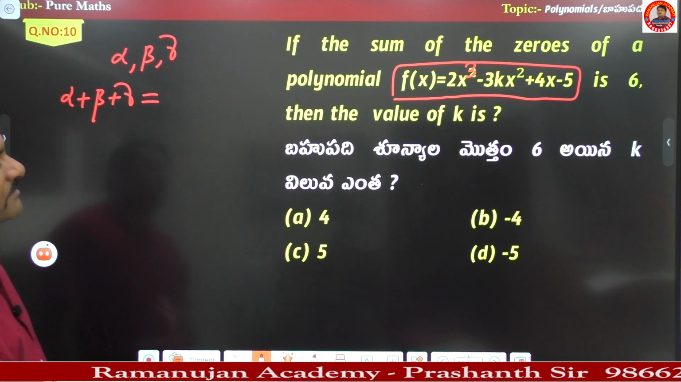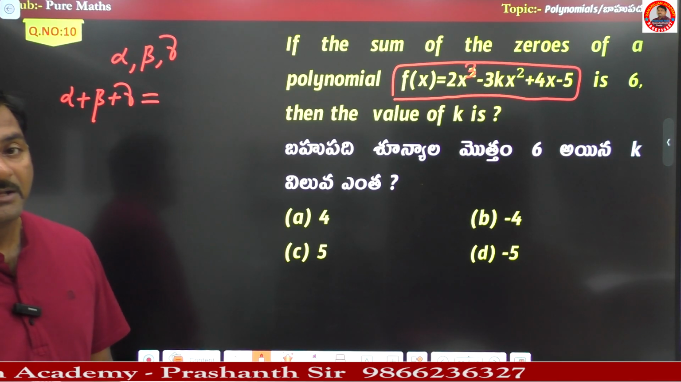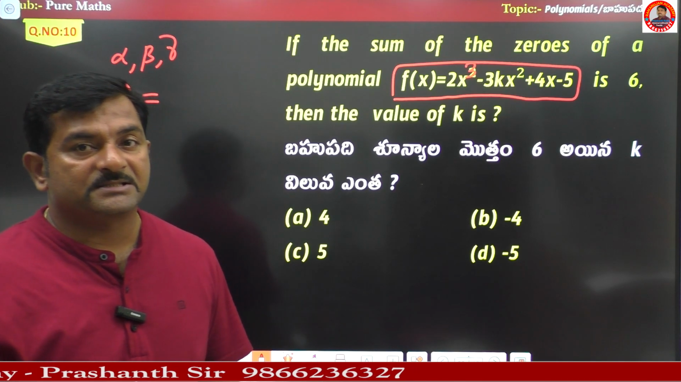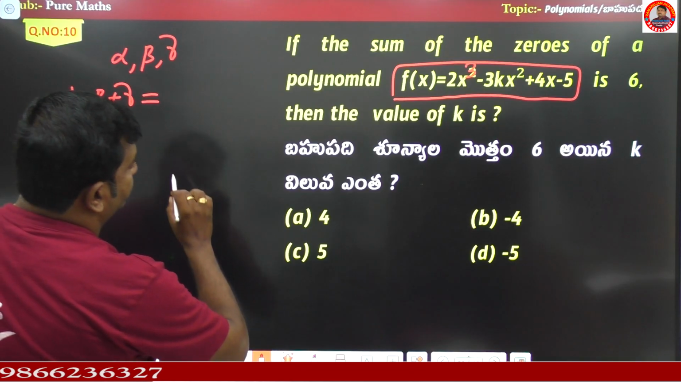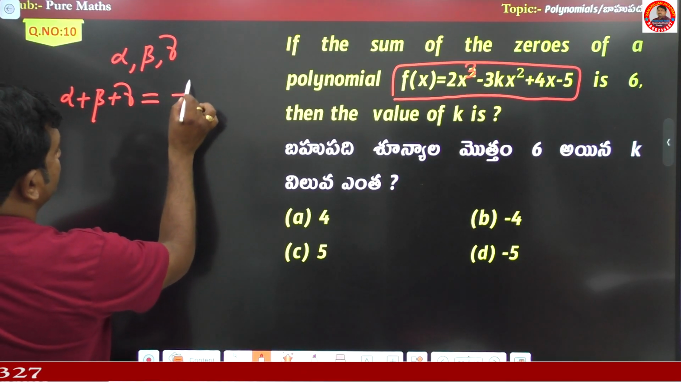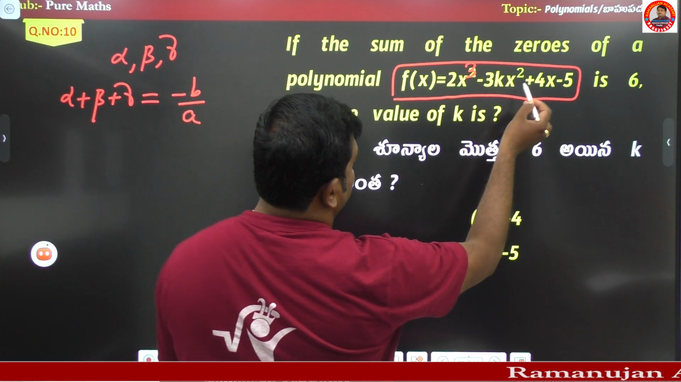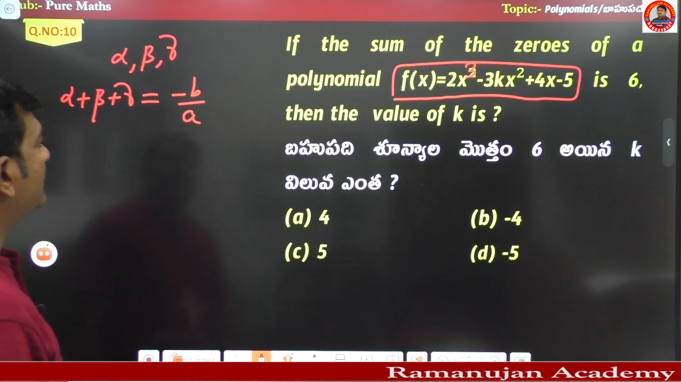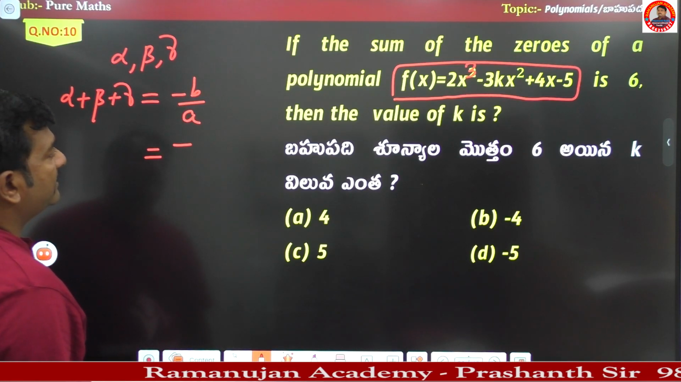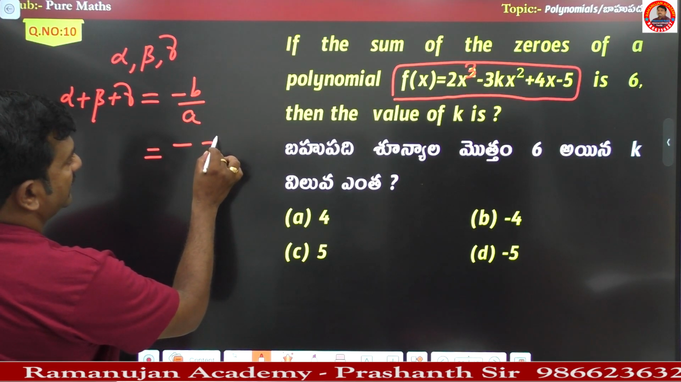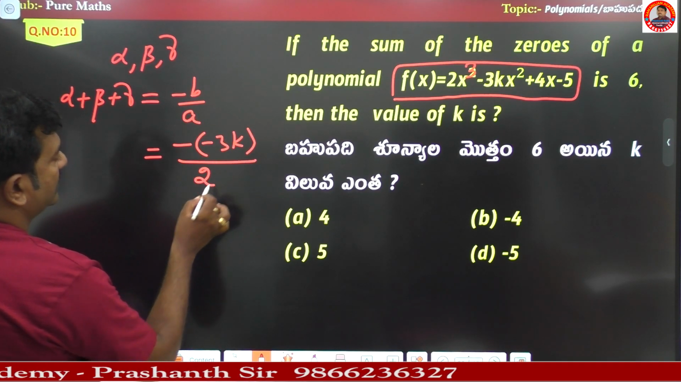Simply we are taking the sum of the roots, alpha plus beta plus gamma. Sum of the roots means you can take minus b by a. We are going to compare this with ax cube plus bx square plus cx plus d. Minus b by a equals minus, what about the b value? The b value is minus 3k, by a. The a value is simply 2.